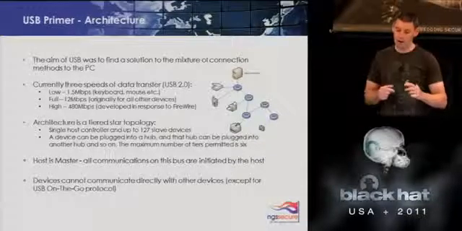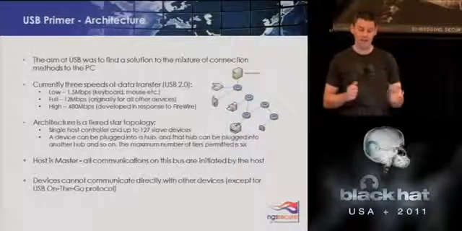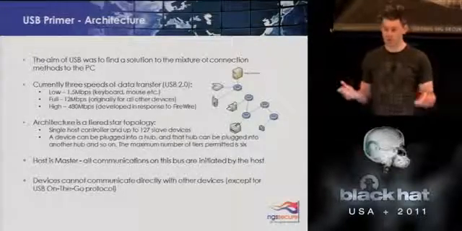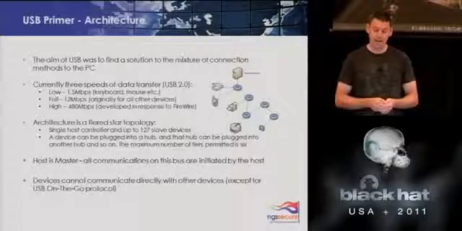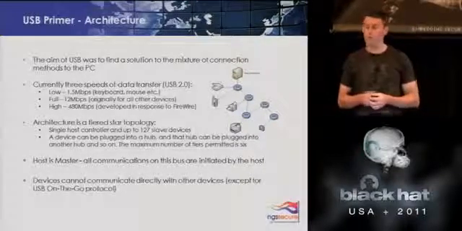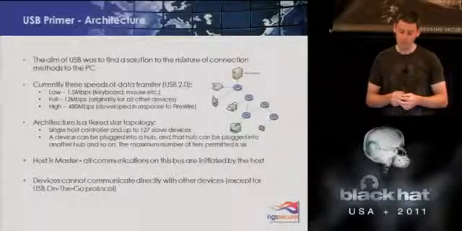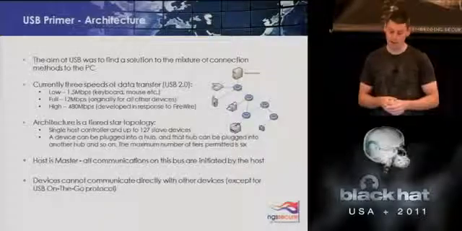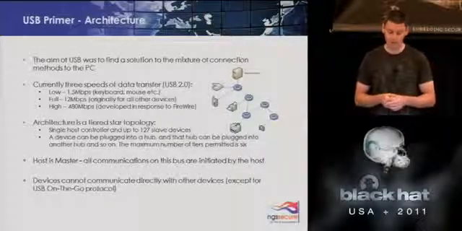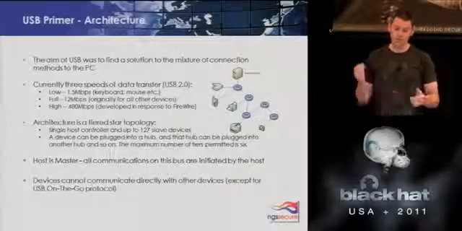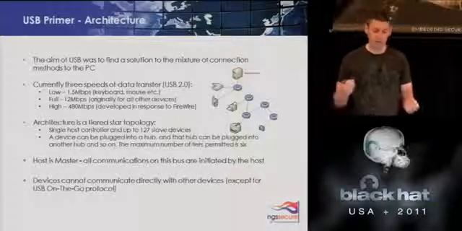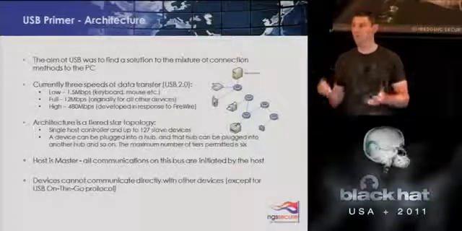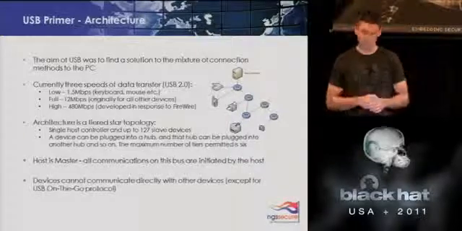USB as an architecture is a tiered star topology. So basically you've got a single host controller, which in most cases is a PC, and you can have up to 127 slave devices. The restriction of 127 is purely down to the number of bits that can be allocated to an address in one of the structures that are used. So you can plug devices into a hub, and you can plug hubs into hubs, but the maximum number of tiers of hubs connected to other hubs is 6.